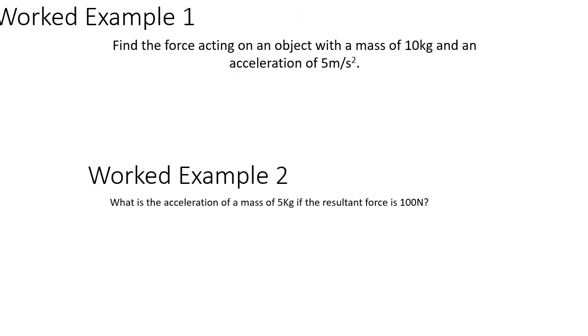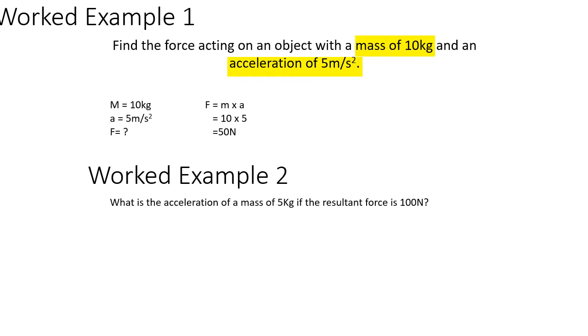We will look into the worked examples. Find the force acting on an object with a mass of 10 kilogram and the acceleration of 5 meter per second square. So we have a mass and we have acceleration. We will use Newton's second law equation to calculate the force. F equals ma. So this is the given data. Mass equals 10 kilogram, acceleration is 5 meter per second square, and we have to calculate force. We will use the equation to calculate force, and then our answer is 50 Newton.